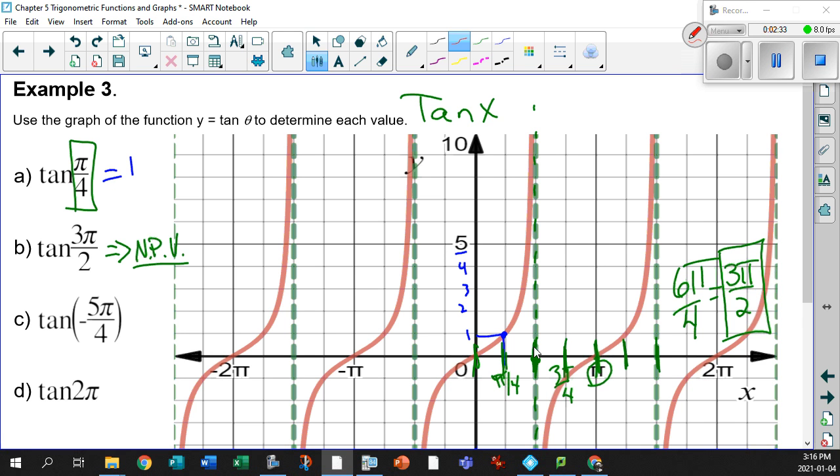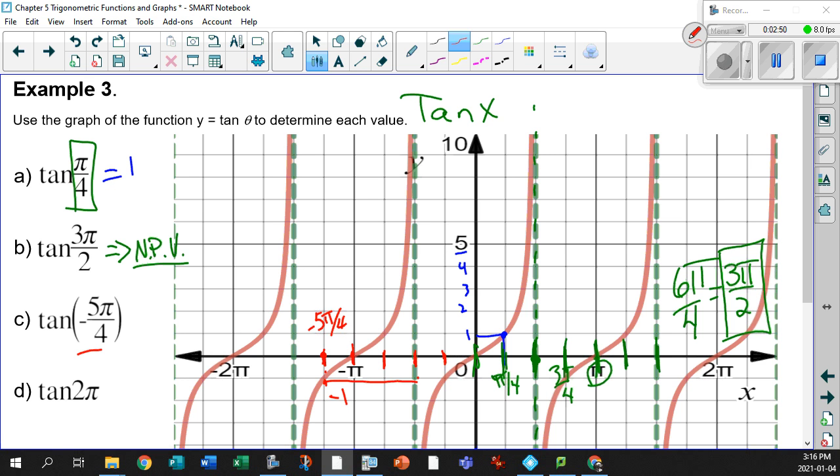Look at this. Minus 5 pi over 4. Okay, let's do it. Let's go back. 1 pi over 4, 2 pi over 4, 3 pi over 4, 4 pi over 4, 5 pi over 4. There's minus 5 pi over 4. Look at that. That gives me -1, doesn't it?